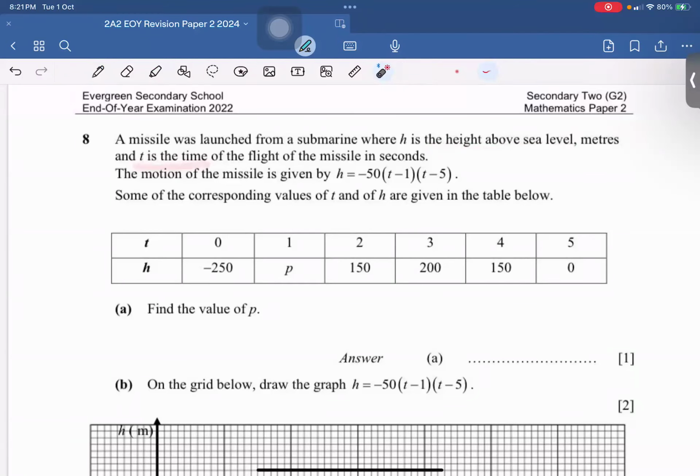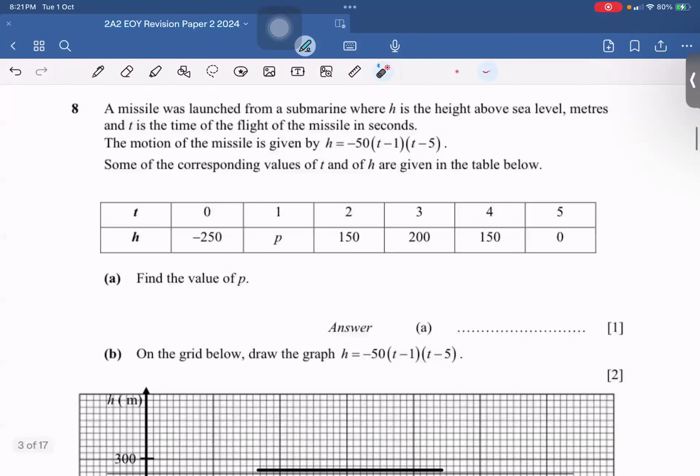t is the time of the flight in seconds. So the missile will fly, go up and come down. But it's most likely in the water at first, so it's submerged in the water, then goes up and comes down. Something like that. So for the first part, we plot the points.